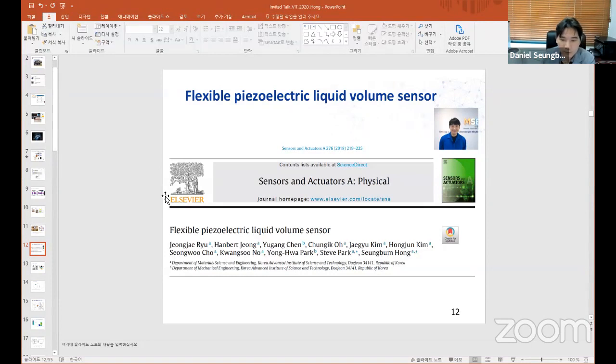Now, I'm going to give you one example. My student, Dr. Ryu Jeongjae, who is now working for Samsung, did this. He came up with an idea to use PVDF-TrFE, which is a polymer ferroelectric, as a liquid volume sensor, okay? And here's the starting point.